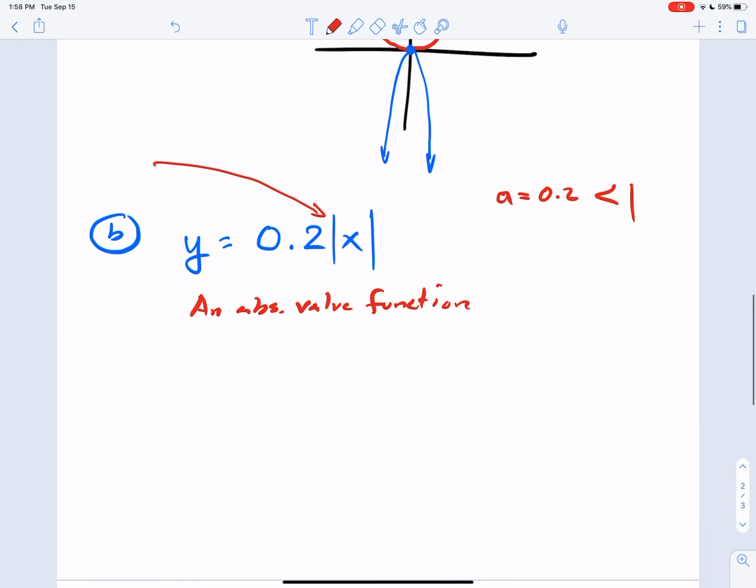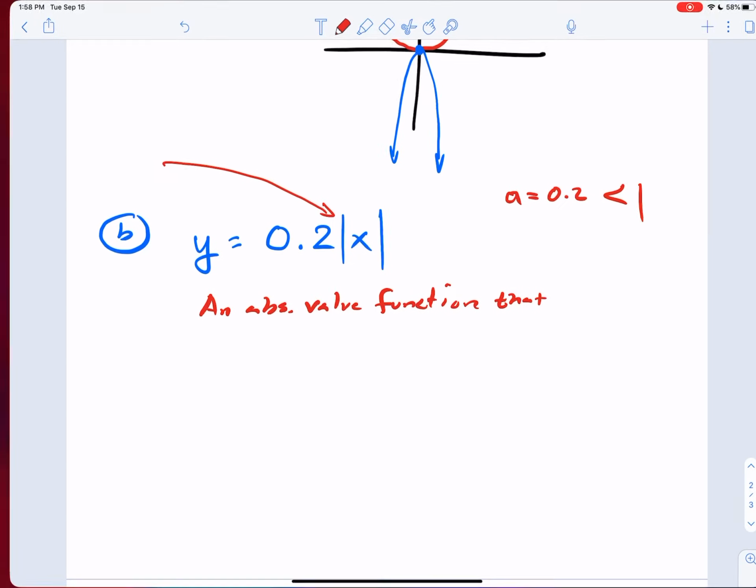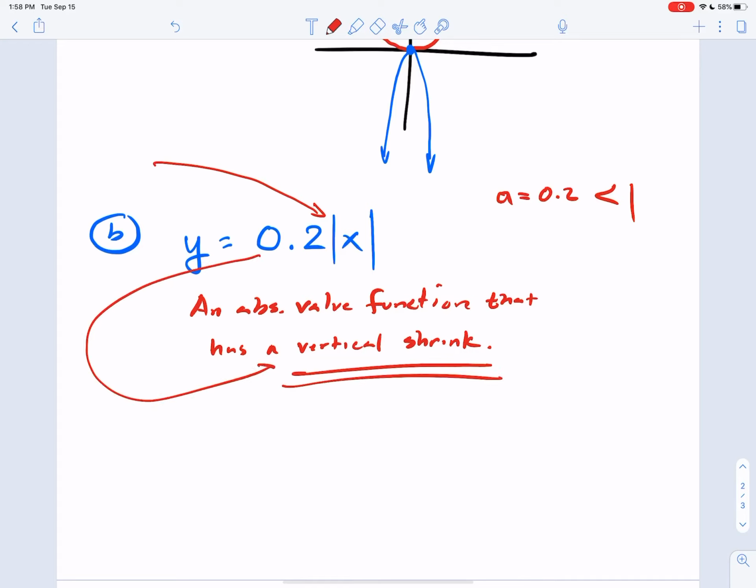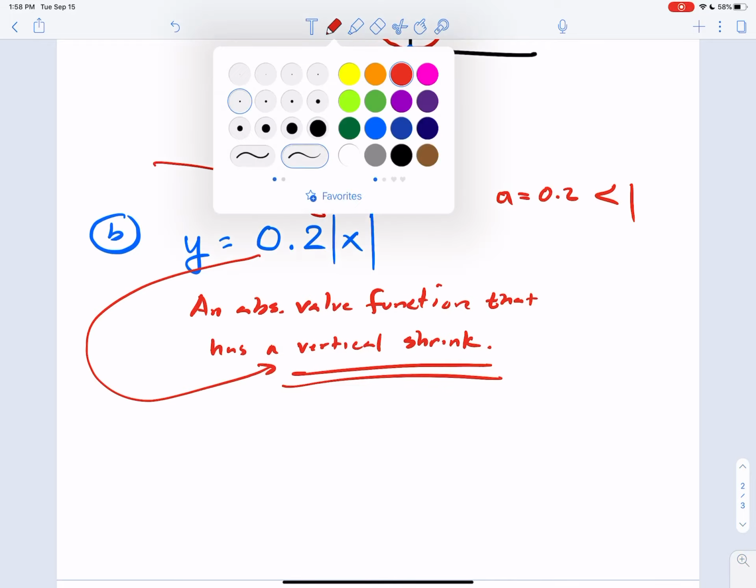Okay? So, an absolute value function that has a vertical shrink because of that 0.2. All right, and that's it. We sketch it.